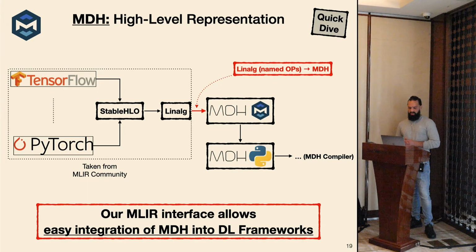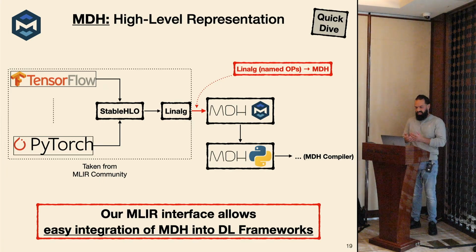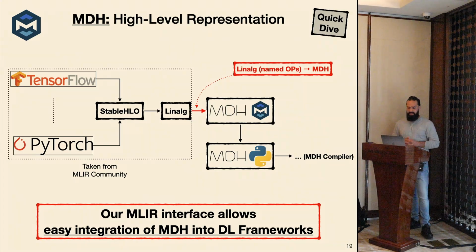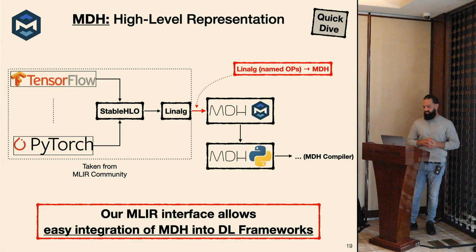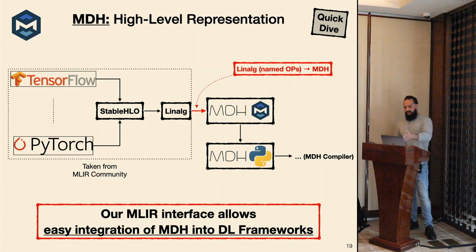So for example, what we are doing right now is, from the MLIR community, we already have a pipeline where we can lower TensorFlow and PyTorch programs to StableHLO. That's what they call a dialect in MLIR that can be considered a kind of IR. This StableHLO is lowered to linalg, the representation that we have seen 3 or 4 slides before. So it's already provided by the MLIR community. And from this linalg representation, we can now go to the MDH representation and then generate the code according to MDH.